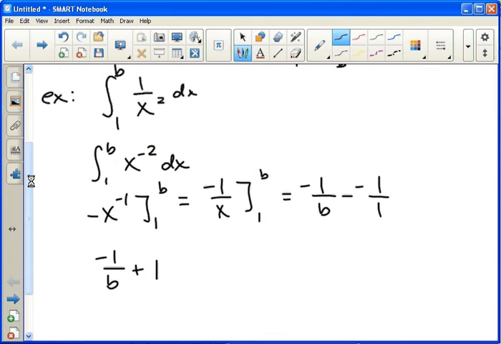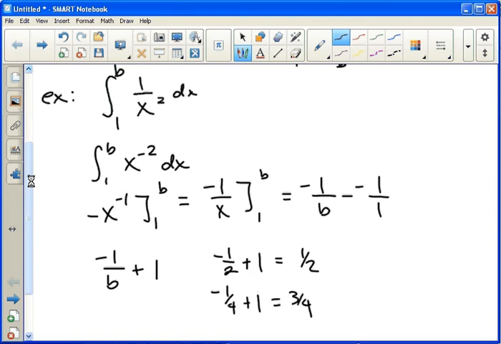Now the cool part about this is by doing it in general, I found a way to find the area from 1 to any number, and I don't have to do the integral over and over. So if I wanted to find the integral from 1 to 2, I would just plug in 2 for b, and that would tell me my area. Or if I wanted to find the integral from 1 to 4, I would just plug in 4 for b, and that would be my area.